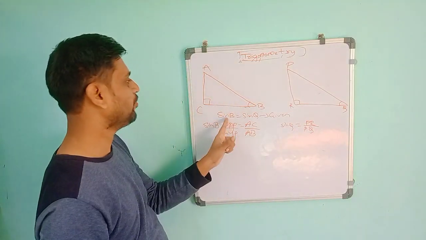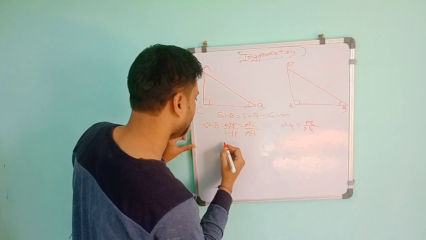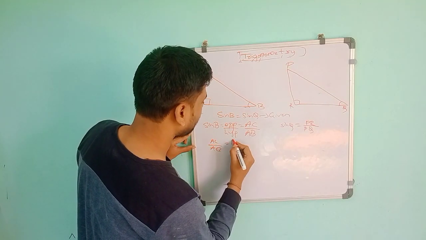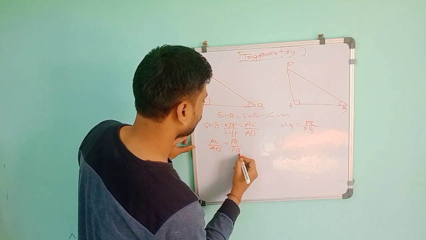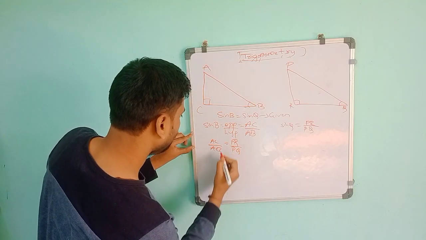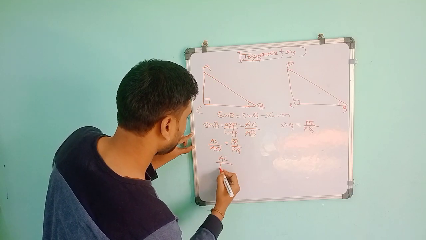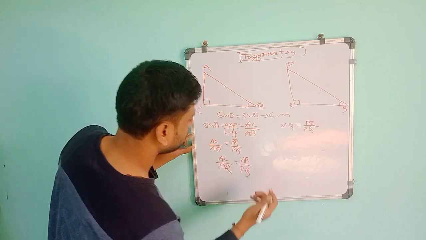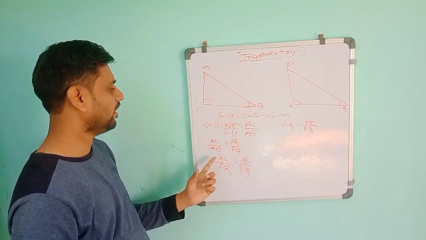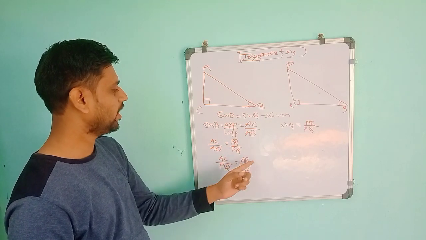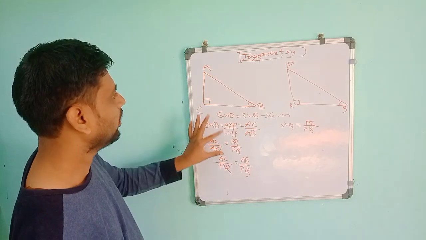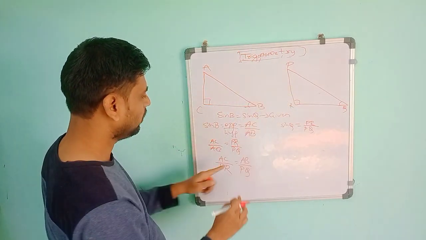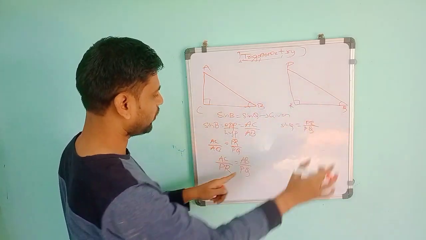So what is the given condition? Sin B is equal to sin Q. So sin B we can write as AC by AB, and that will be equal to PR by PQ. So we can write this also as AC by PR equals AB by PQ, because PR goes to this side and AB to this side. AC and PR are the corresponding sides, and AB and PQ are the hypotenuses.